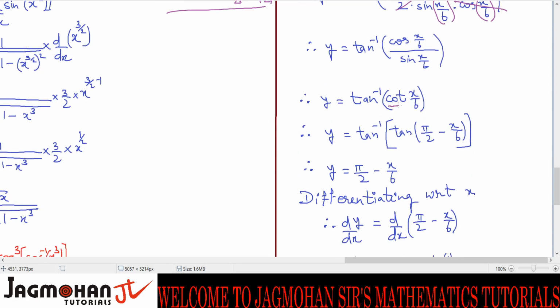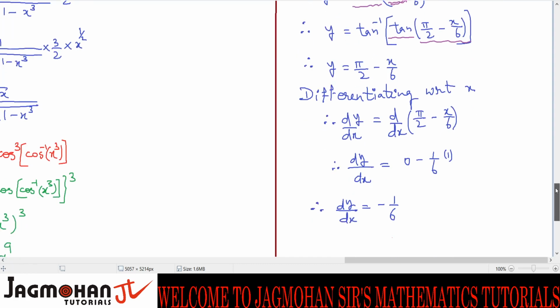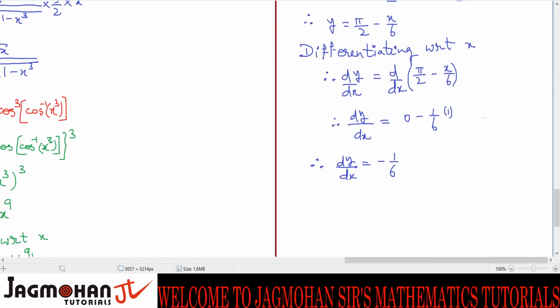Then I change this cot to tan by using allied angle formula, that is cot x by 6. I wrote tan of pi by 2 minus x by 6 because outside I see tan inverse. I want here tan inverse of tan of some angle. So finally I get tan inverse of tan of this angle is simply this angle, pi by 2 minus x by 6. Then I differentiate both sides with respect to x, and I get the answer finally as minus 1 upon 6. You can rewind the video once again and check this and try to learn this.